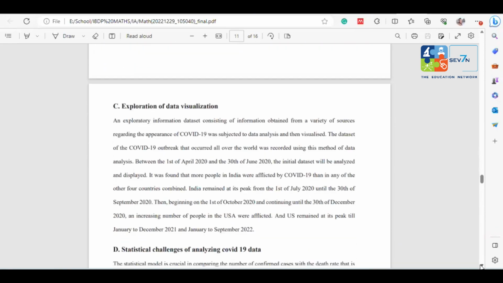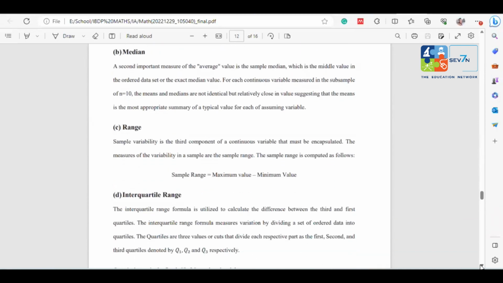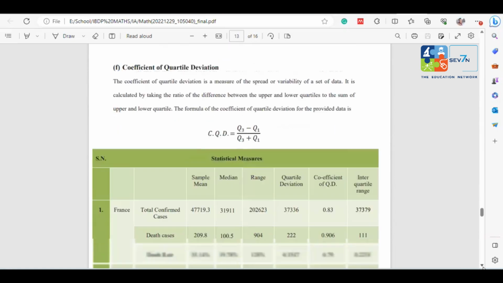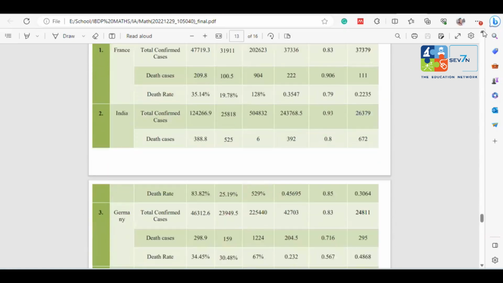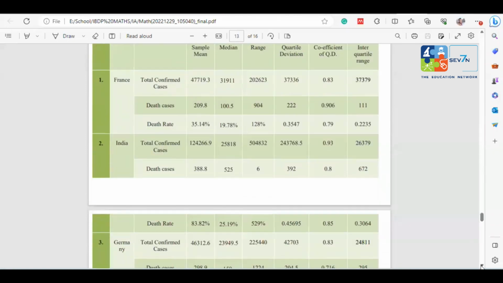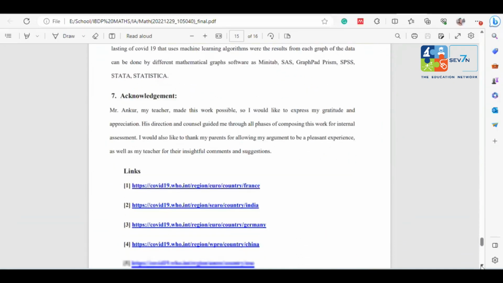Then I've applied statistics here, like how we can find the mean, mode, median, range, interquartile range. All these topics we are going to learn in grade 11. And then we have to apply those topics in grade 12 to make this IA. Clear? Yeah. So after doing the mathematical calculation and applying these formulas, we did this. These are the mathematical measures. And this is just your discussion and conclusion.